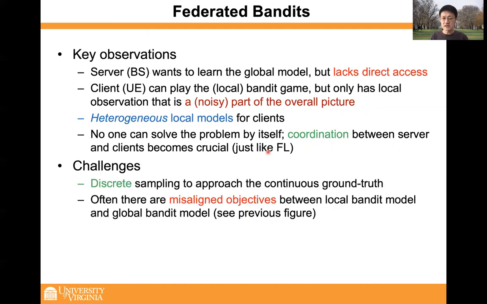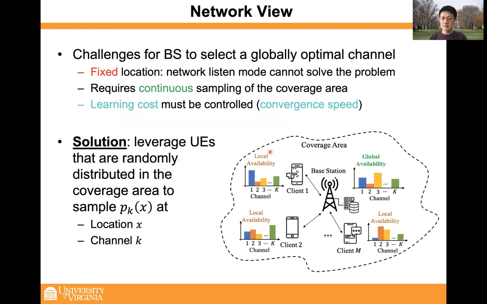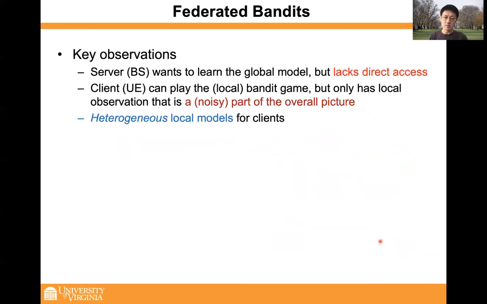The challenge here is that we still want to have the continuous ground truth. That is our design goal, but we only have discrete sampling. So how can we use discrete sampling to approach the continuous ground truth? The second is that there is often a misaligned objective between the local bandit model and the global bandit model. For example, in the previous figure, we know that overall channel 3 is the best one. But as you can see here, channel 3 is almost never the best one in any of these shown examples. So this tells you that there is often this misaligned objective between the local model and the global model.